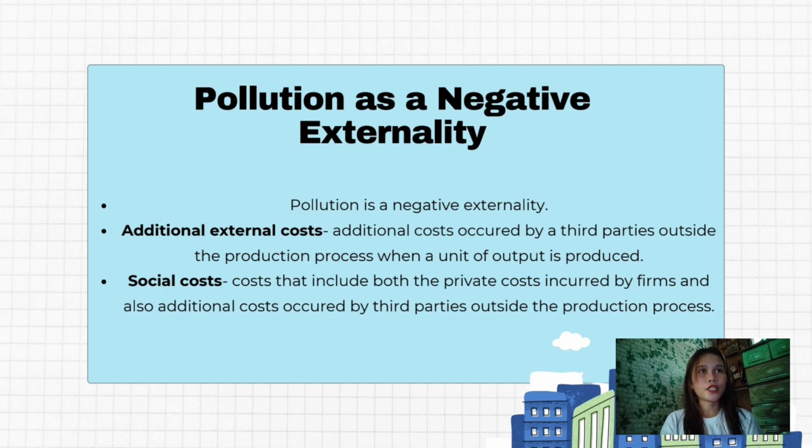Pollution as a negative externality. We all know that pollution is one of the examples of negative externality, just like I said earlier. It is an additional external cost borne by third parties outside the production unit. Those polluting would be, for example, the agricultural industry, and there are other social costs. There could be health and longevity costs, all these kinds of things.